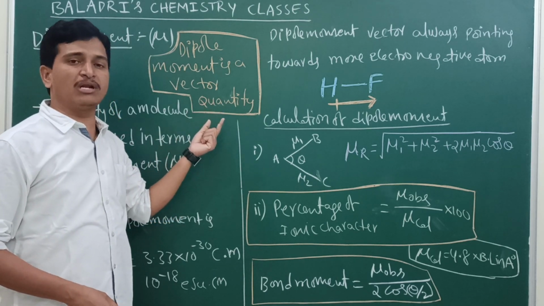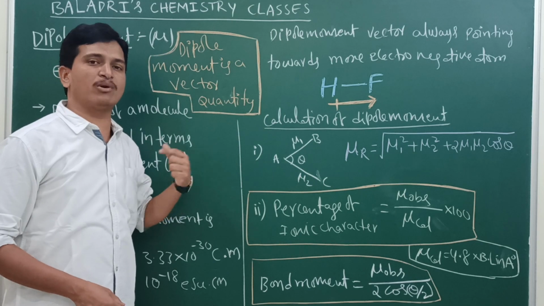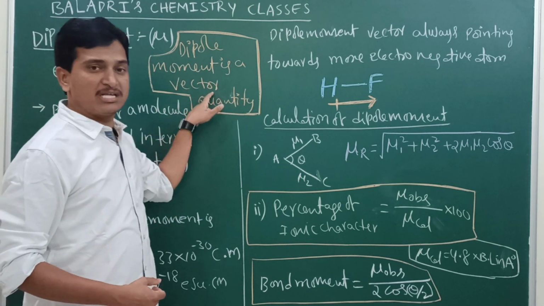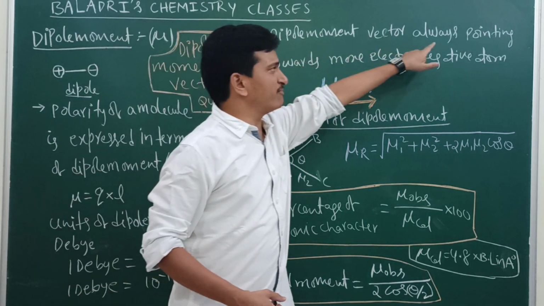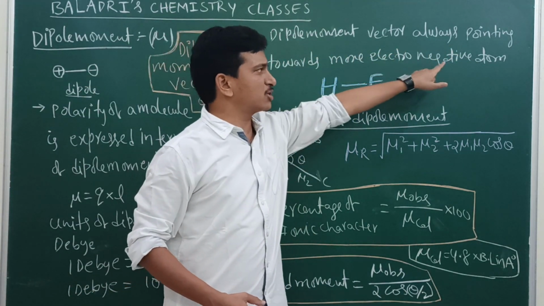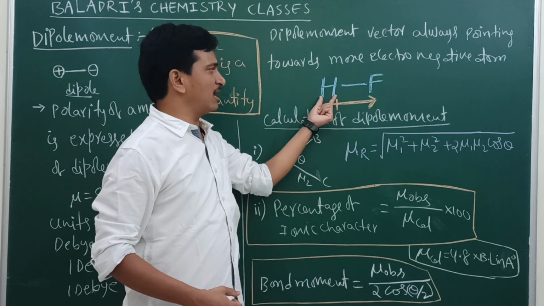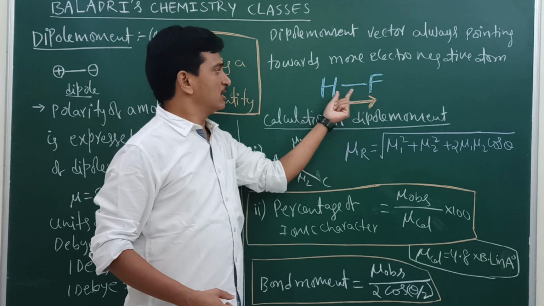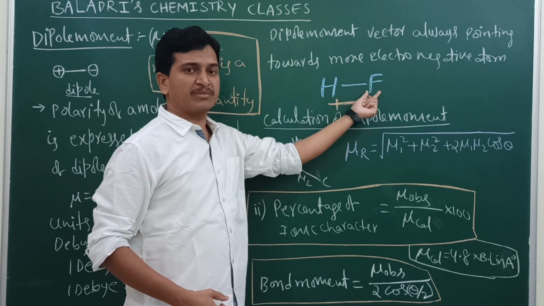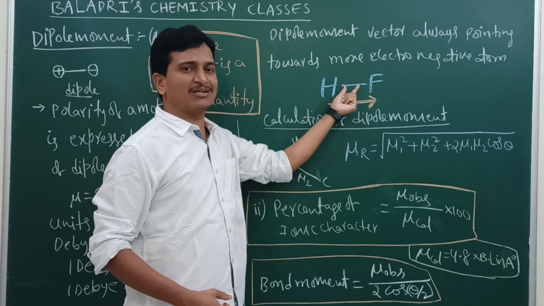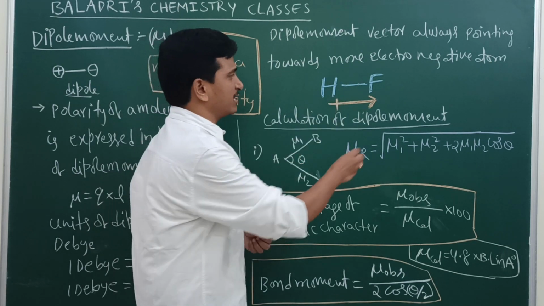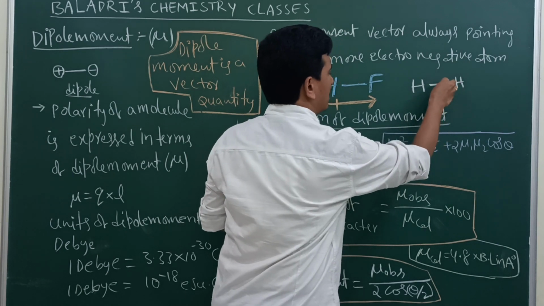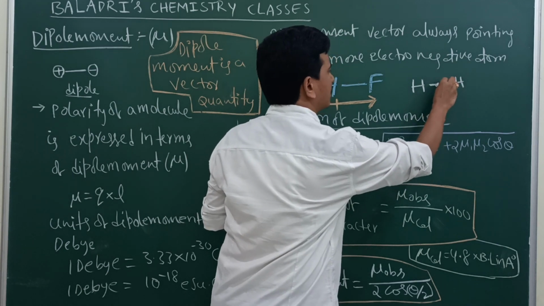Based on that only, the resulting dipole moment of a molecule can change, because it is a vector quantity. Now listen to one more important point. Dipole moment vectors always point towards the more electronegative atom. Let us take the molecule HF, hydrogen fluoride. Hydrogen and fluorine are different atoms, so they can't share the pair of electrons exactly equally. Suppose two hydrogen atoms are sharing 2 electrons, the electrons will be shared between these 2 hydrogens equally.